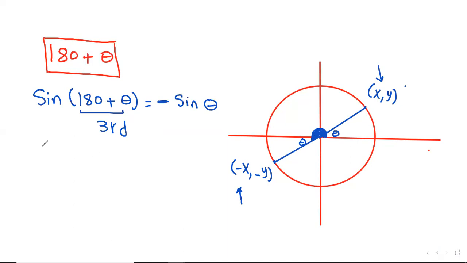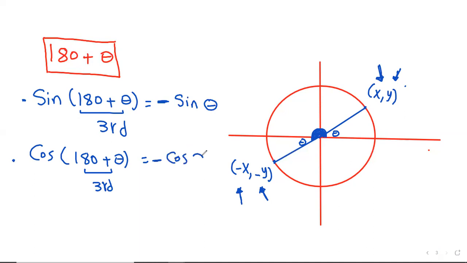Okay. What about cosine 180 plus theta? I said that 180 plus theta lies in the third quadrant. And the sign of cosine in the third quadrant: here cosine is x, and here we have negative x. What about y? Here we have y, and here we have negative y. So sine and cosine behave the same. Cosine 180 plus theta will be negative cosine theta.